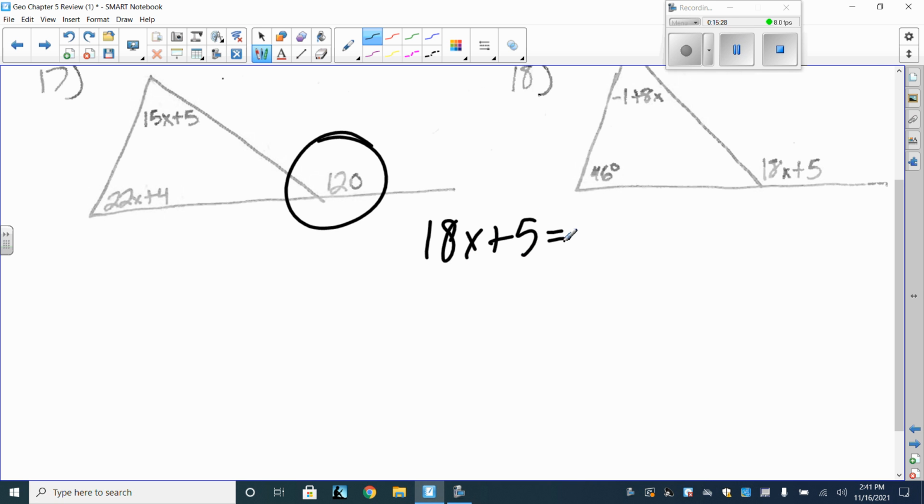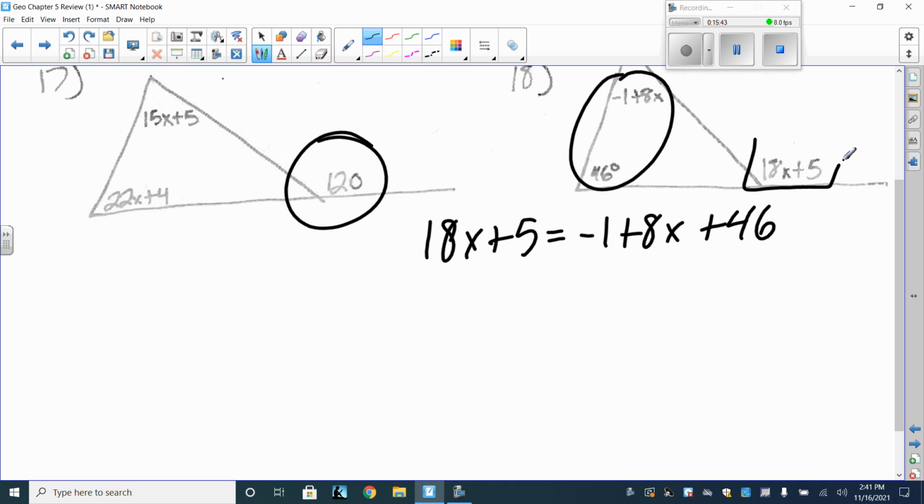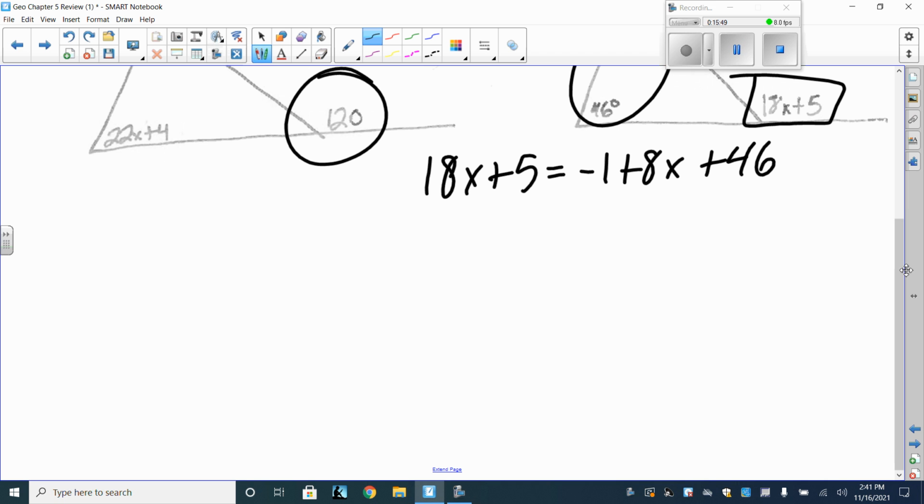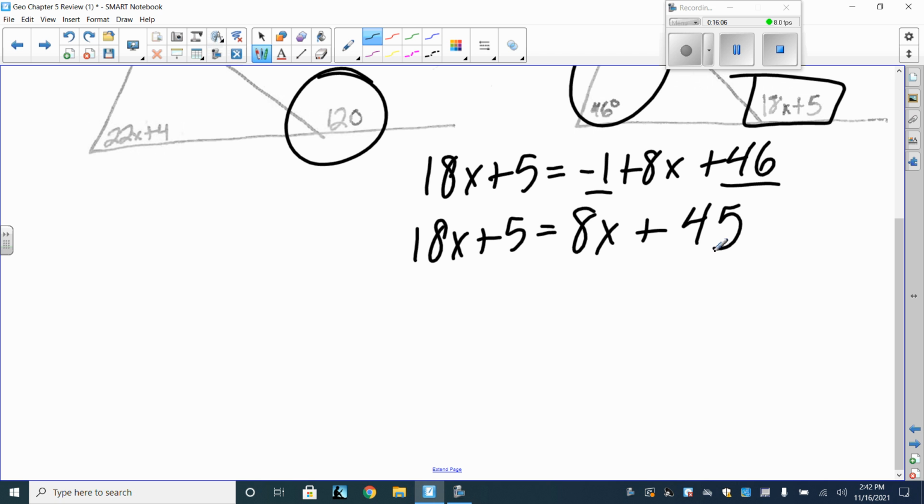So let's look at 18. The exterior angle is 18x plus 5. The opposite two interior angles are -1 plus 8x and 46. So we can add these two together and it's going to equal the exterior angle. Well, before we do anything with adding and subtracting on both sides, we can combine like terms. Because -1 and 46 are like terms. And -1 plus 46 is 45. 46 minus 1 is 45.